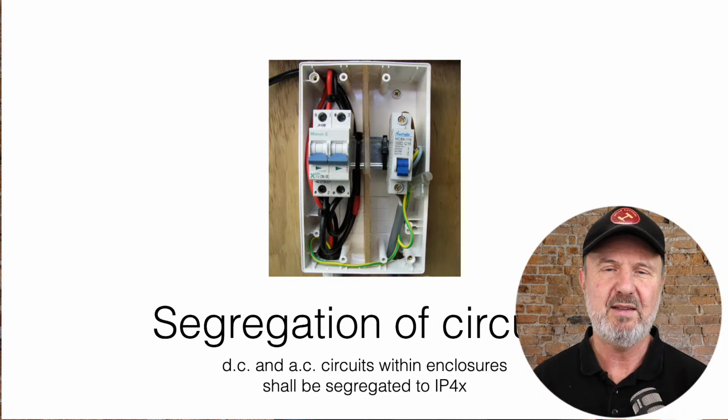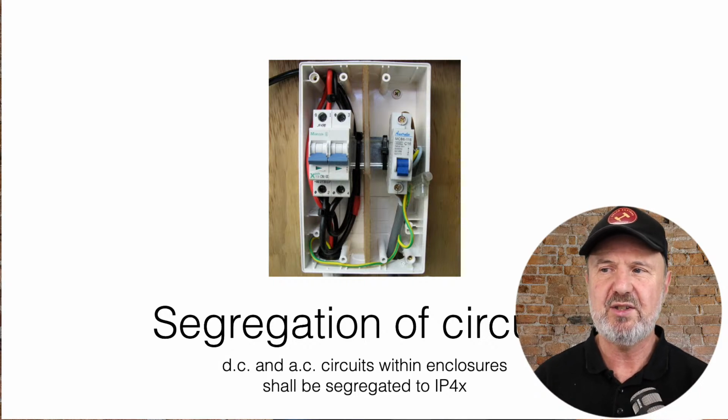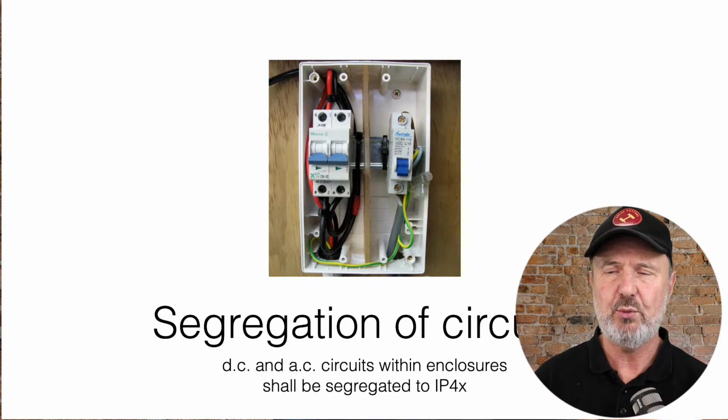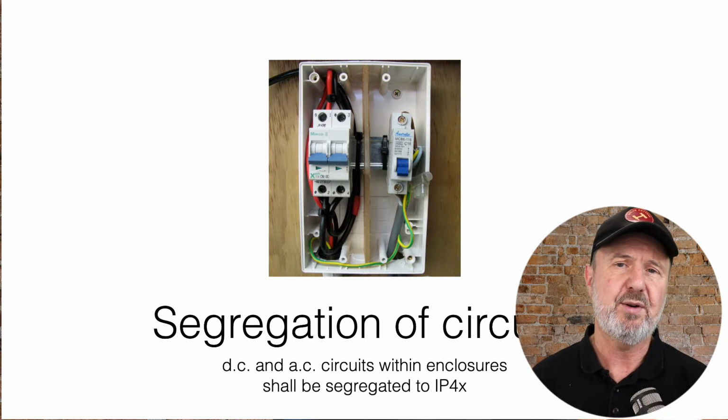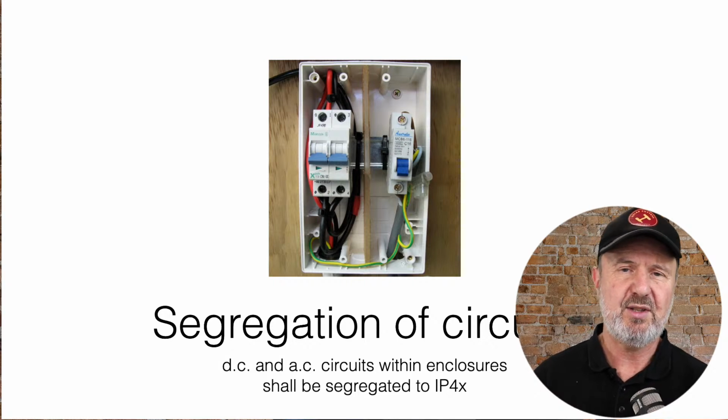But we amended AS/NZS 5033 to include DC cables as a special category. And so you are required to segregate AC and DC circuits within enclosures to IP4X, that's a 1mm probe, and 50mm of separation outside of enclosures. Otherwise, AS/NZS 3000's segregation requirements apply.